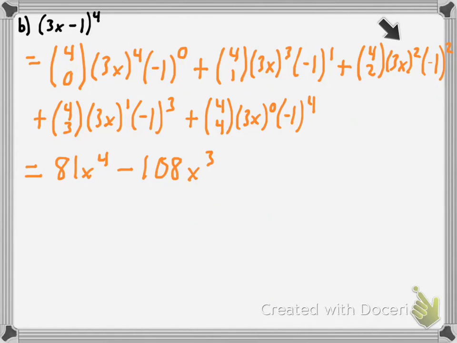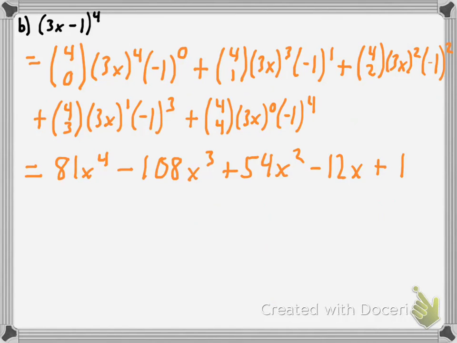All right, here we have 3x, the product of 3 and x squared, so you get 9x squared. 4c2 is 6. So 9 times 6 is 54. 54 times positive 1 is 54, so we get plus 54x squared. All right, and so forth. You can go ahead and fill in the last two terms on your own. And that's expanding binomials with the binomial theorem.